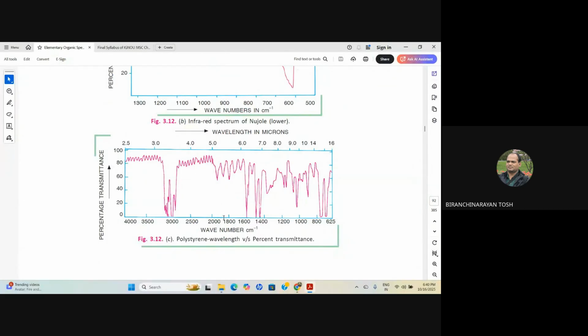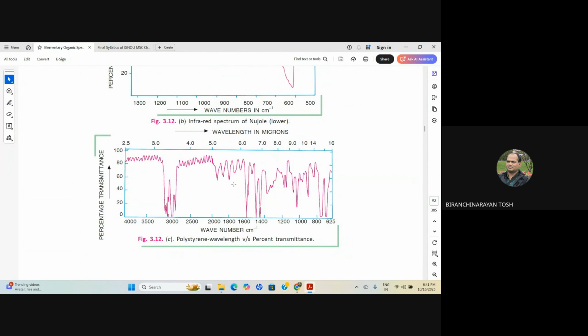Our fingerprint region is below 1800. From 2500 to 1800, this region we cannot consider, nothing will be there. The fingerprint region will reveal the identity of that molecule, but infrared spectroscopy will know only the functional groups, not the molecule as a whole.